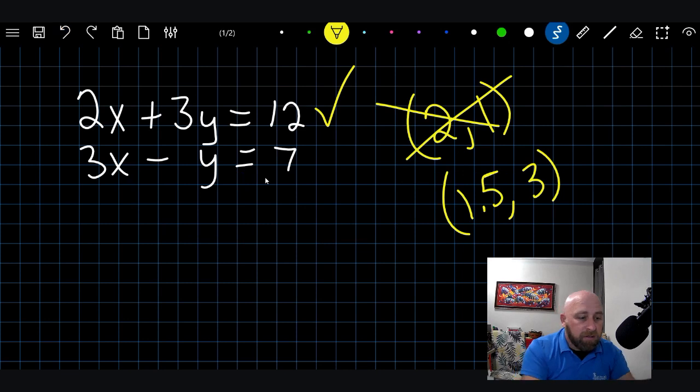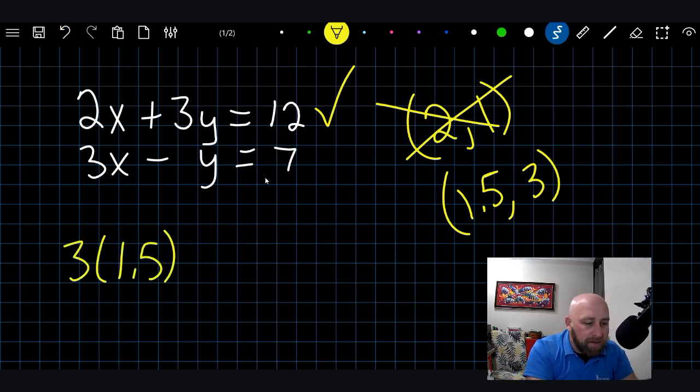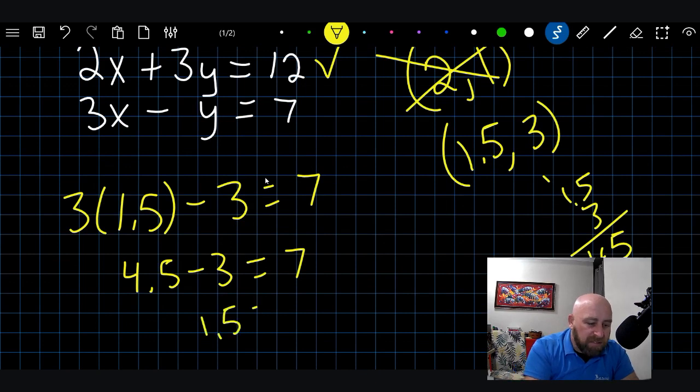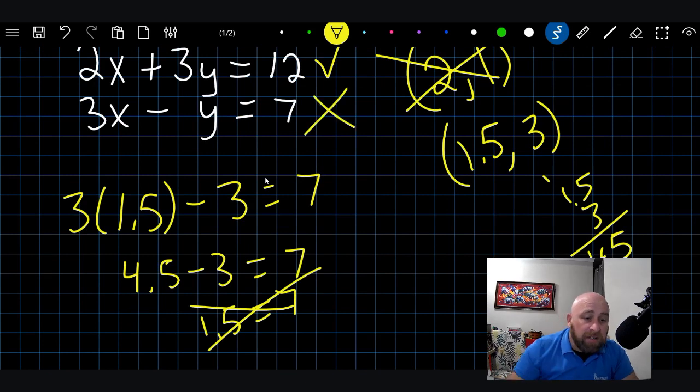We're going to see if it's going to work in that one. So we'd have 3 times 1.5 minus 3 equals 7. All right, what's 3 times 1.5? You might need to do that on your calculator. 3 times 1.5 is 4.5. 4.5 minus 3 equals 7. Oh, 1.5 equals 7. No, 1.5 does not equal 7, okay? And so this one does not work.